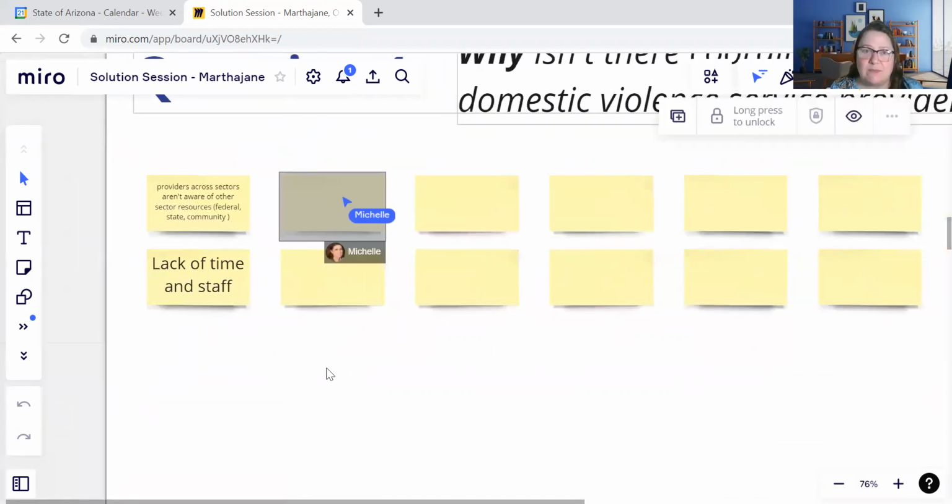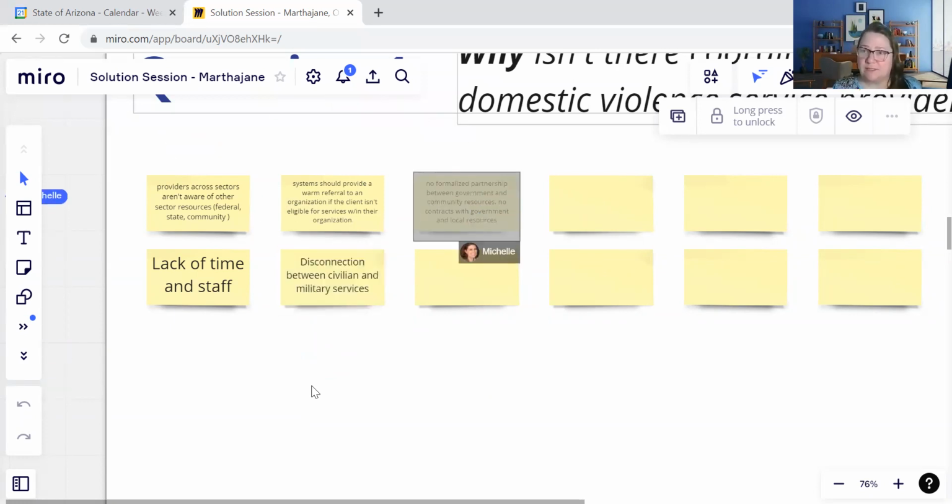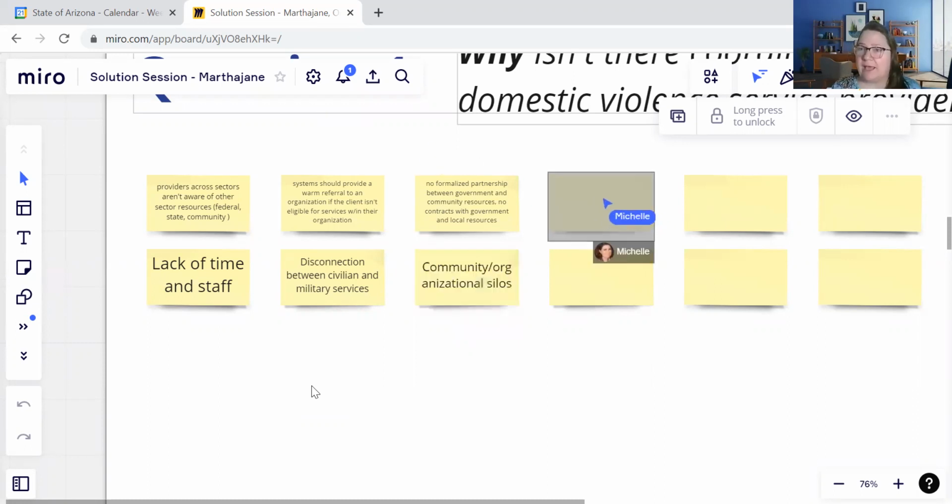So far we've got lack of time and staff. Providers across sectors aren't aware of other resources: state, federal, community resources, absolutely. Systems should provide a warm referral to an organization if the client isn't eligible for services with their organization, absolutely. A warm handoff. What do we mean when we talk about a warm handoff? That is more than just here, victim, here's the phone number or email address of this other organization, or here's the list of their support services. A warm handoff is when we actually make that introduction. We get on a call together with a provider from that organization and our member or our client, and we make that warm handoff.